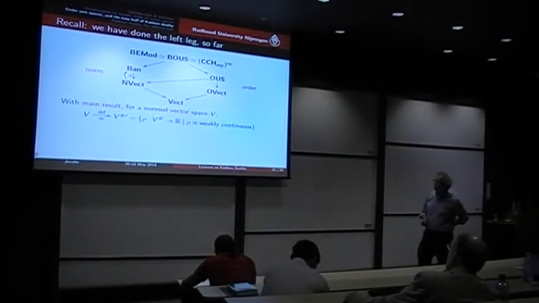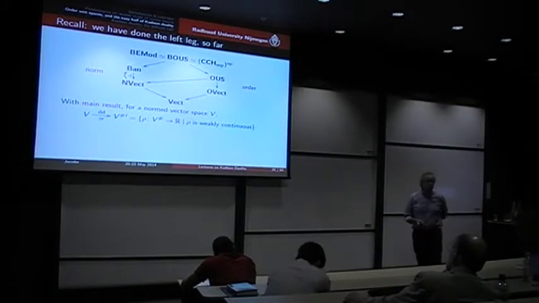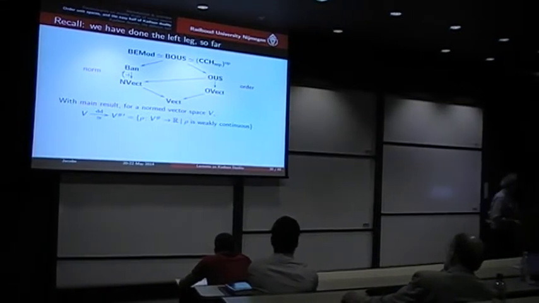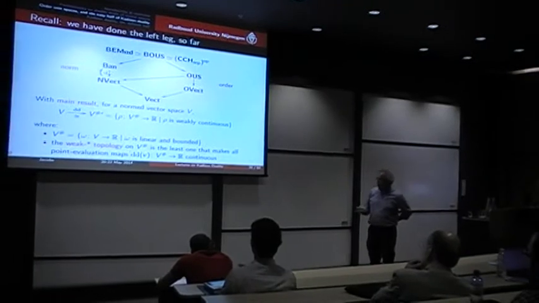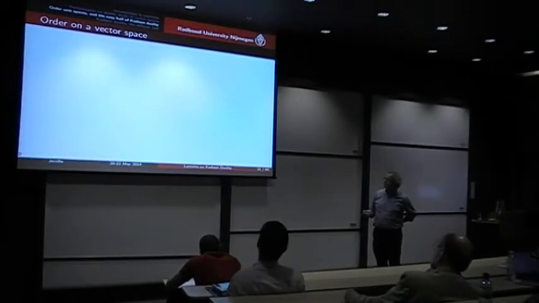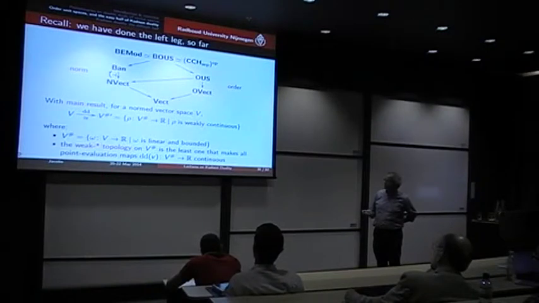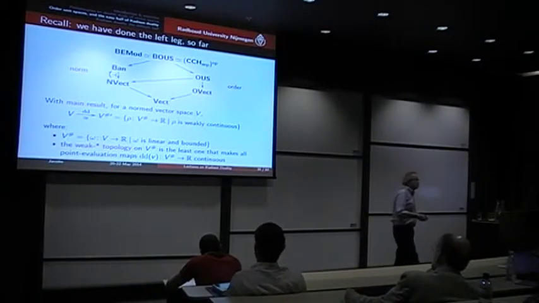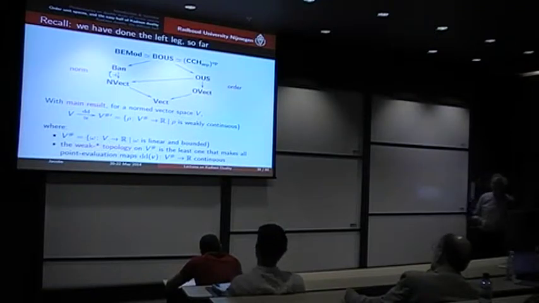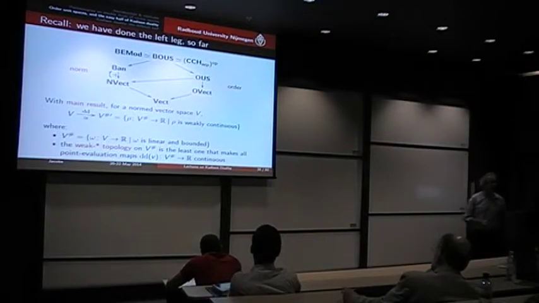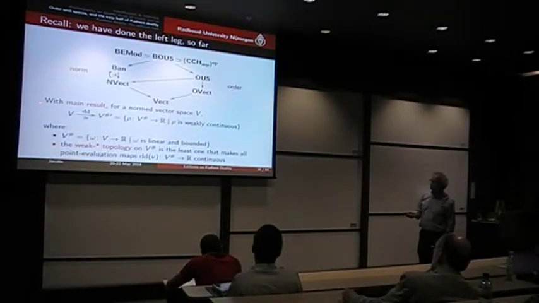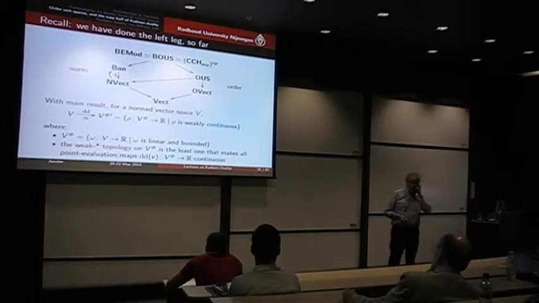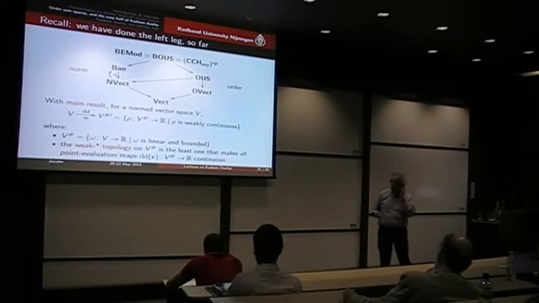So this prime is the set of continuous functions, weakly continuous functions on this V sharp. And V sharp is the set of linear and bounded functions, bounded in this norm, and the weak star topology that I'm using here is the least one that makes all these point evaluation functions continuous. So this isomorphism is what I will use tomorrow at the end to prove Kadison Duality.